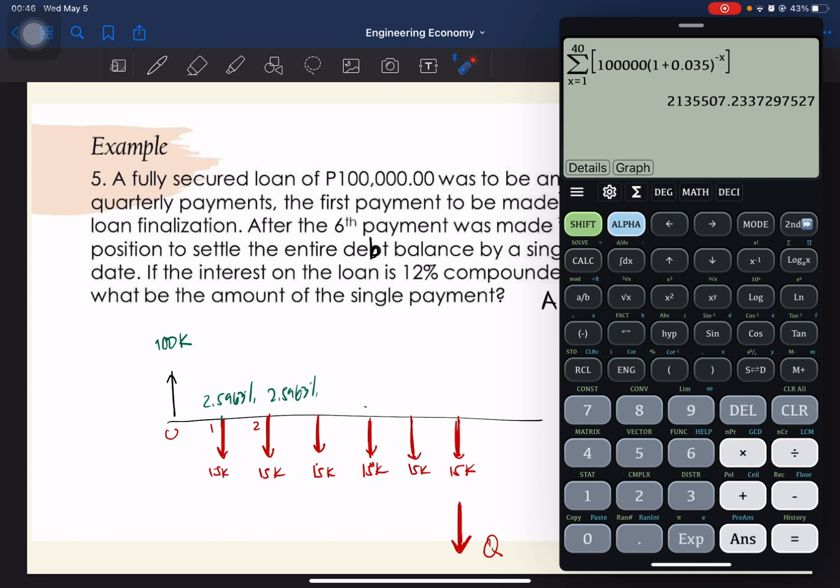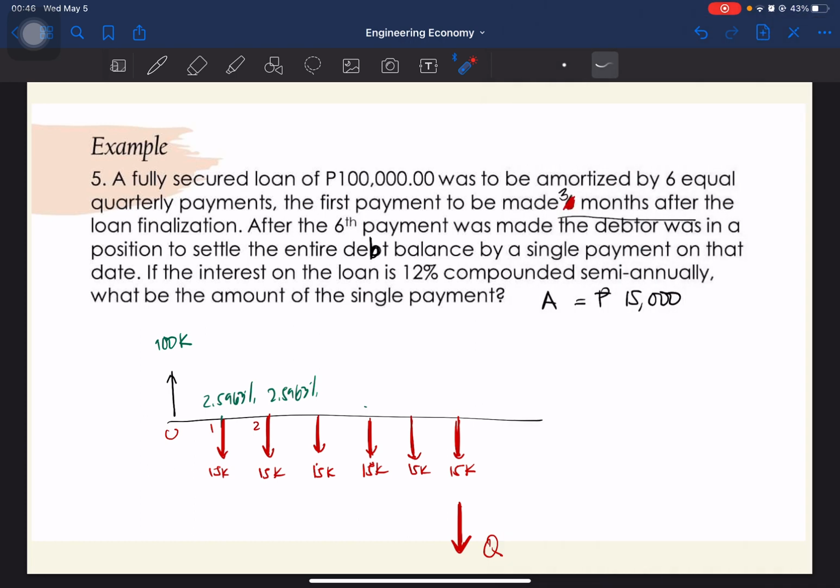Okay? So, those are our examples for ordinary annuity. Next video is explanation of deferred annuity, annuity due, and the perpetuity. Okay, so I'll see you there.